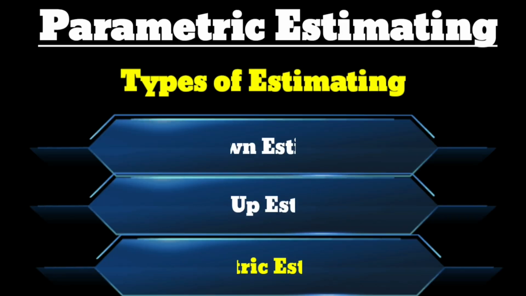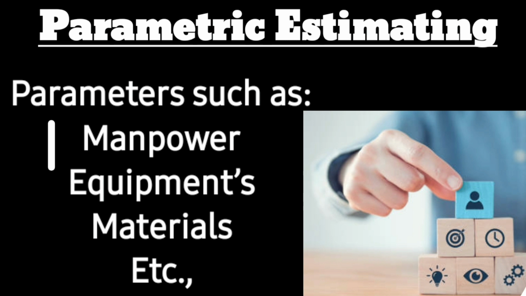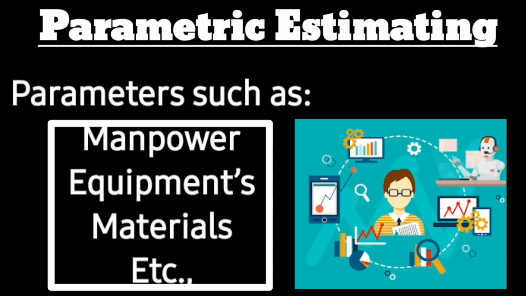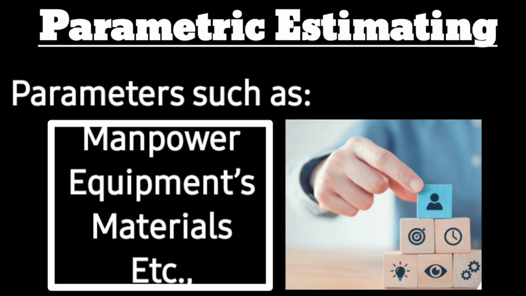Parametric estimating is a method of estimating values for a project based on parameters. These parameters are calculated based on past data. The past data is used to estimate the requirement for current data by using both values in an equation.